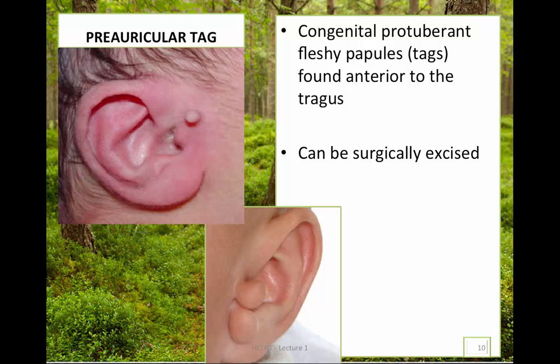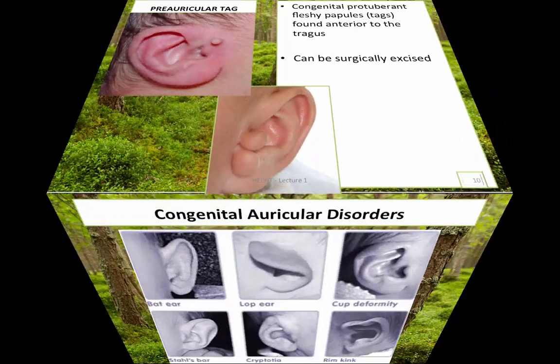Preauricular tags are congenital protuberant fleshy papules or tags found anterior to the tragus. These can also be surgically excised, and like the preauricular pits, which are incised, this surgery should be performed by a surgeon or ENT specialist due to the proximity of the facial nerve.